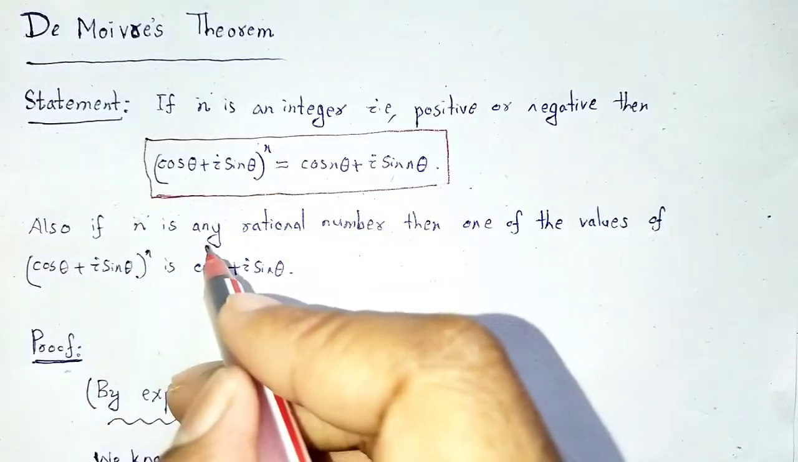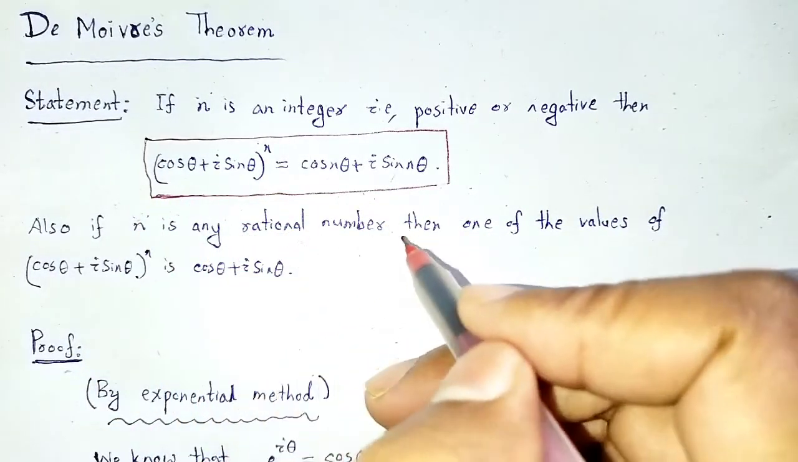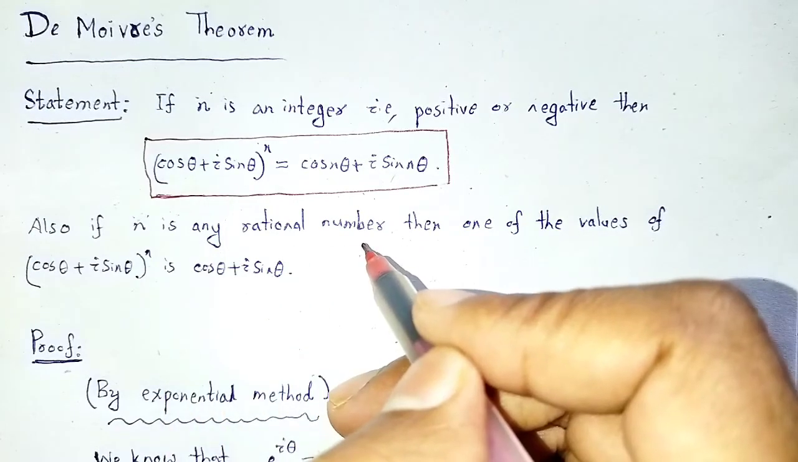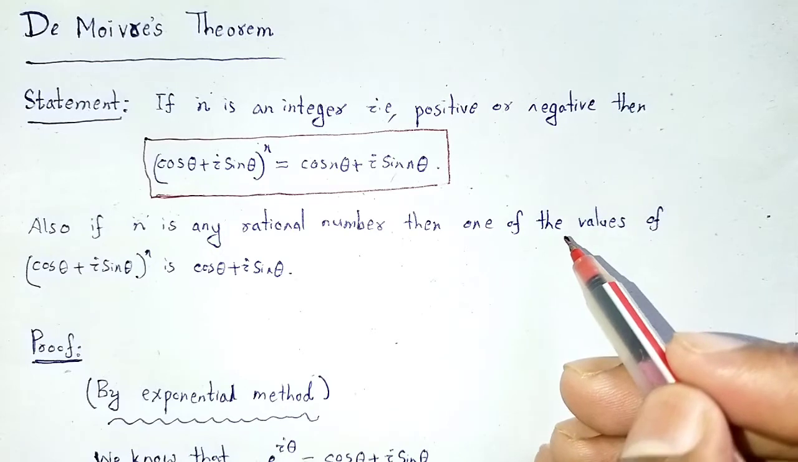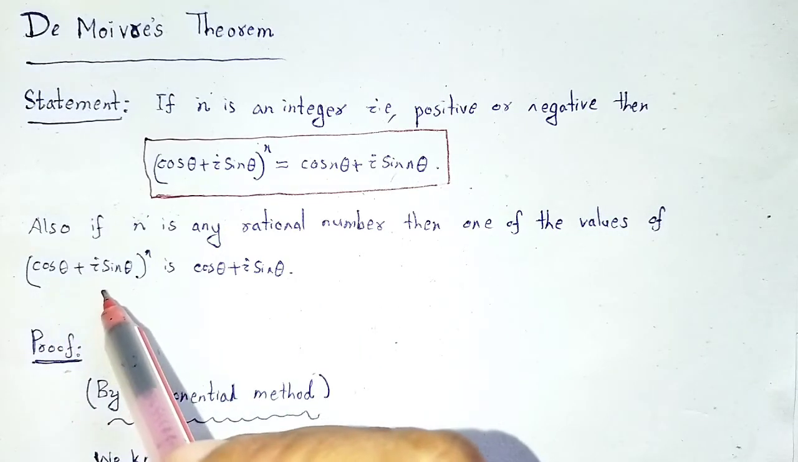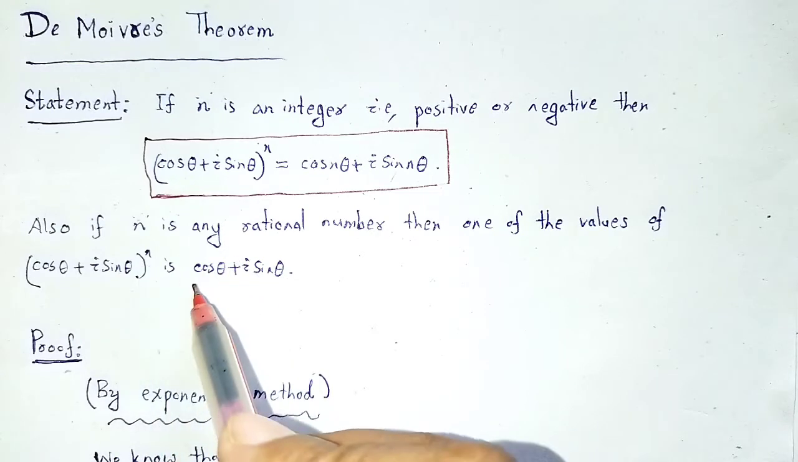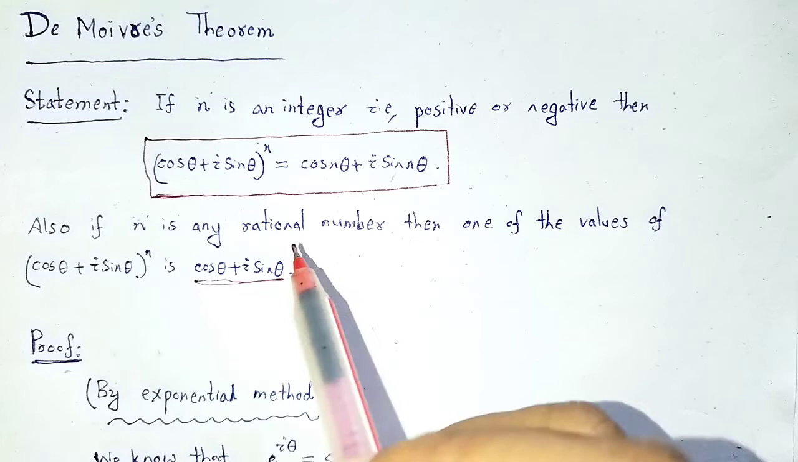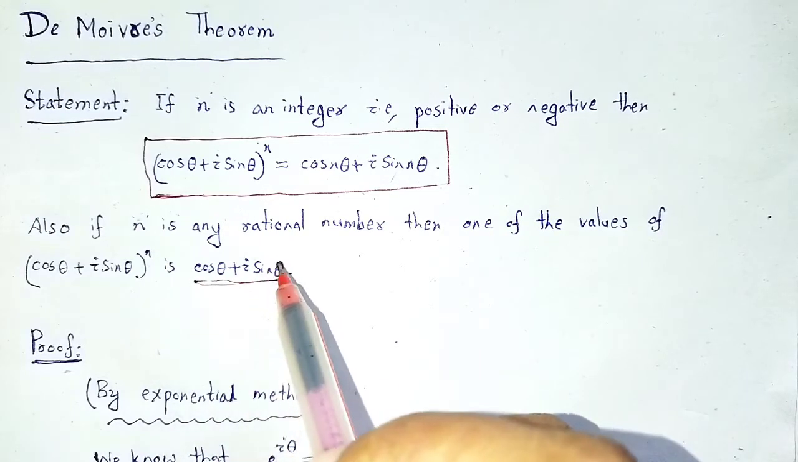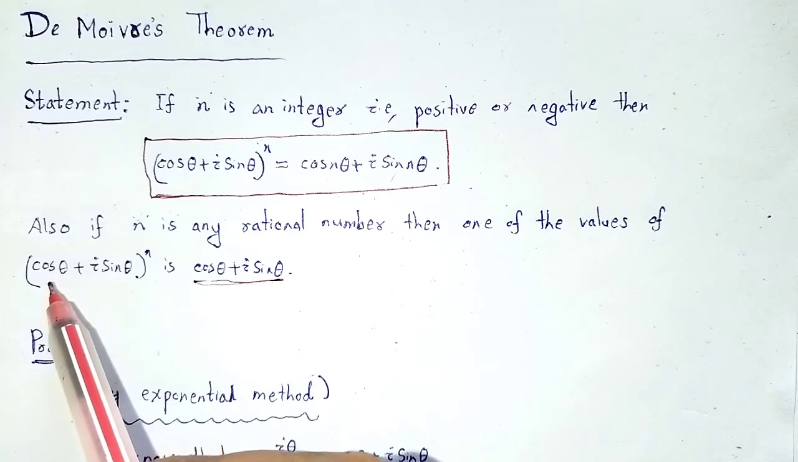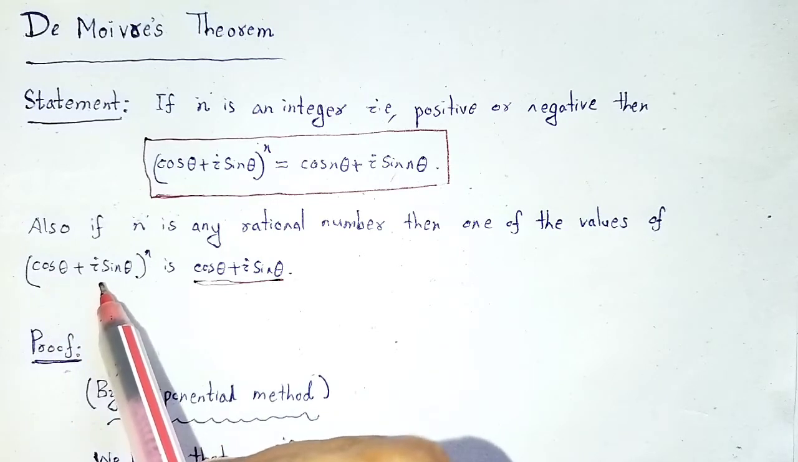Also, if n is any rational number, then one of the values of the expansion (cos theta + i sin theta) to the power n is cos n theta + i sin n theta. If n is any rational number, then cos n theta + i sin n theta is one of the values of that particular expansion.